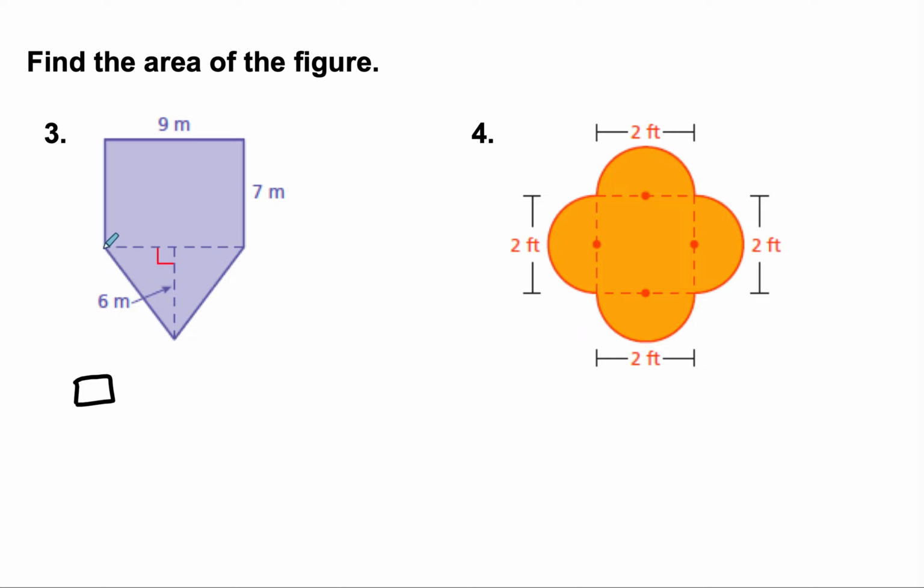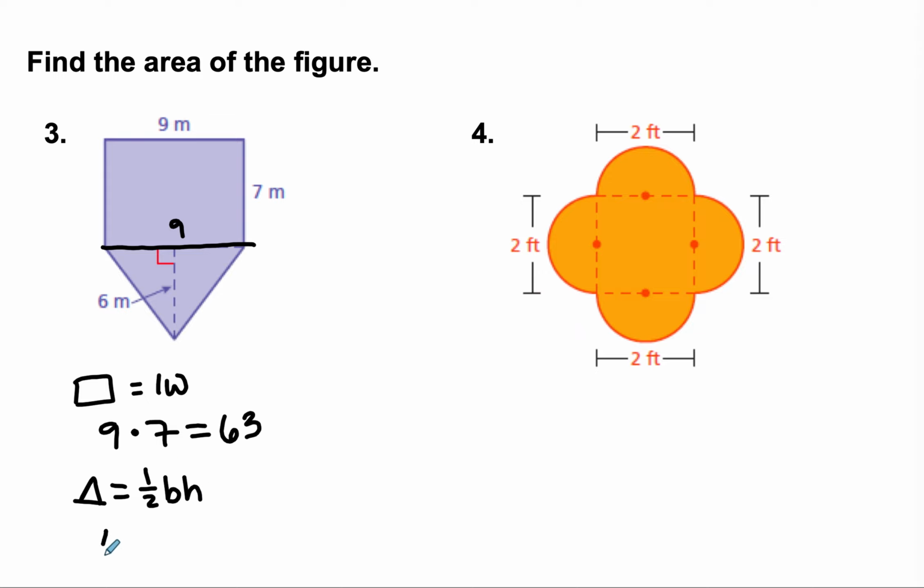I see a rectangle and a triangle on this one. Rectangular formula is length times width, or base times height. I know 9 times 7 is 63. Okay, if this part is 9, that means this part is 9. And our height on our triangle is 6. Triangle is 1/2 base times height. So 6 times 9, and then divided by 2.